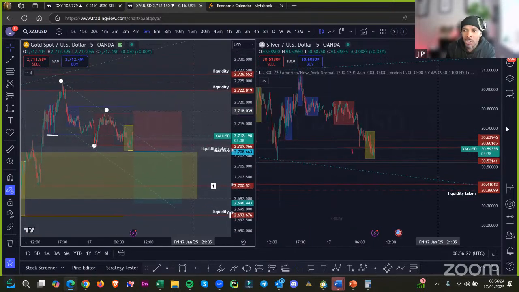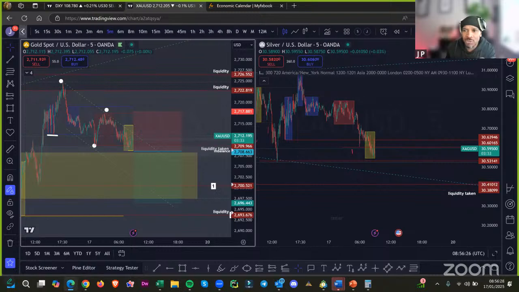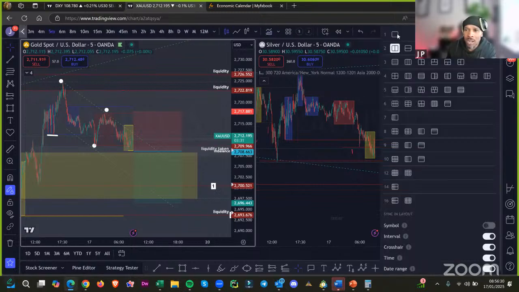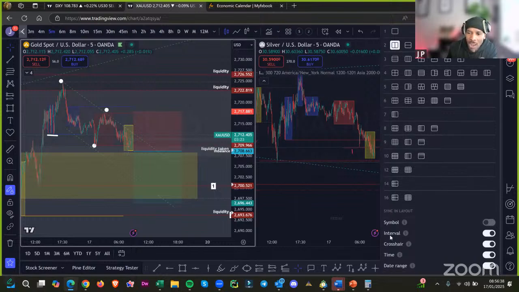We make sure that in this little tool over here, can you see this tool, which is allowing me to split my screen? It's this one here. I can split it into 1, 2, 3, 4. I can split it into 16 if I want to. But in this tool, at the bottom where it says sync layout, we make sure we've synced our crosshairs, syncing these different things. You can toggle them on and off and see what they do.